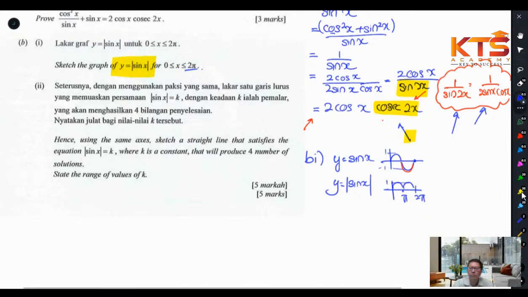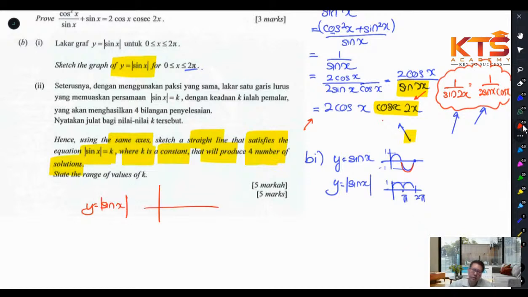Part 2. Using the same axis, sketch a straight line satisfying the equation y equals k, where k is a constant, that will produce 4 solutions. How to get 4 solutions? Let me draw again, y equals modulus of sine x. Please think, how am I going to get 4 solutions?